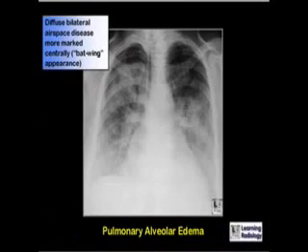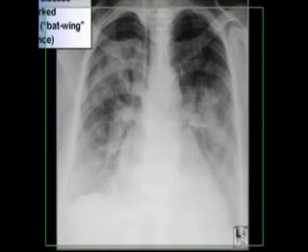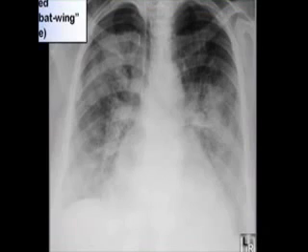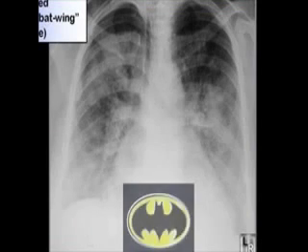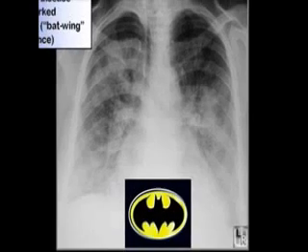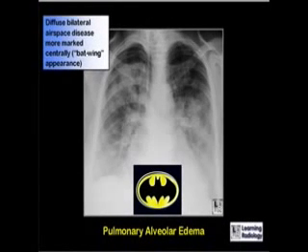In this case, there are diffuse bilateral airspace densities in a perihilar distribution which tends to spare the outer aspect of the lung, which is called the bat wing or the angel wing appearance of pulmonary alveolar edema.